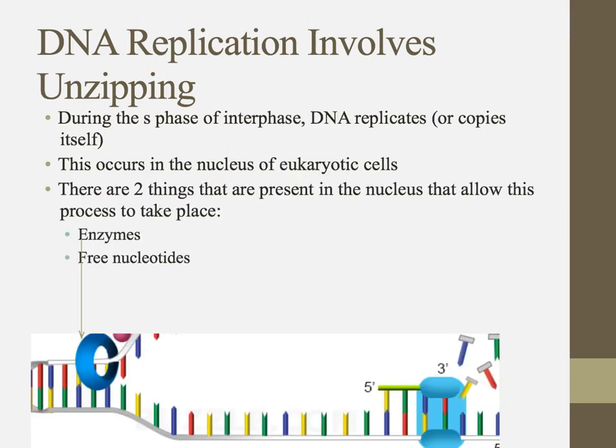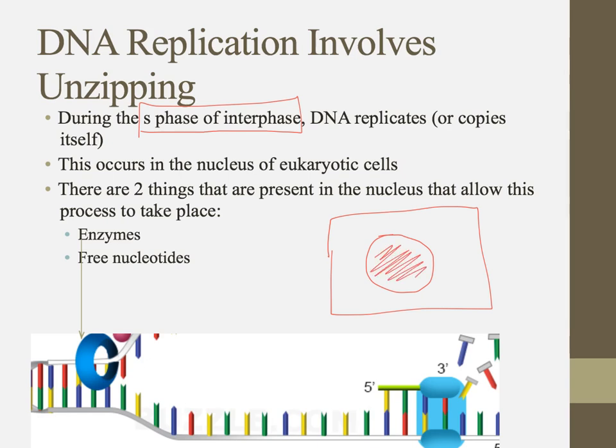Now, this process is going to happen during interphase, specifically the S phase of interphase. Okay, and in eukaryotes, we're still going to be in the nucleus. So remember that in eukaryotic cells, we still have a nuclear membrane during interphase, and that's when a new copy of the DNA is going to be synthesized. So we're here in the nucleus.